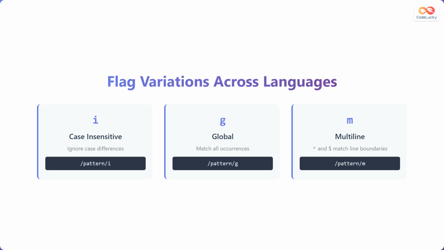/pattern/g. Lastly, the m flag, or multiline flag, changes the behavior of the caret and $ sign metacharacters. When the m flag is set, the caret and $ sign match the start and end of each line, respectively, rather than the start and end of the entire string. Example code: /pattern/m.